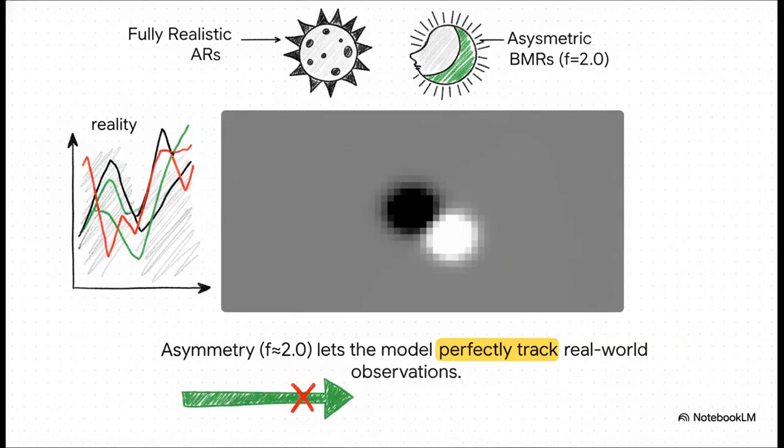And this is the hero plot of the paper. The black line, that's still reality. The red line is the super high-fidelity simulation using the fully realistic active regions. And now, look at that green line. That's the simulation using the new asymmetric BMRs, with an asymmetry factor of 2. It tracks the realistic simulation and the observations almost perfectly. The overestimation error, it's just gone.